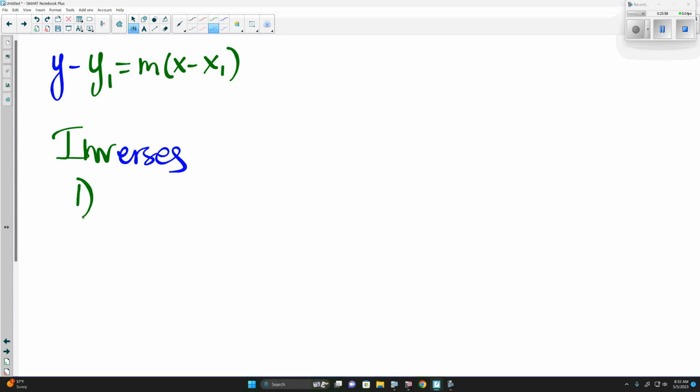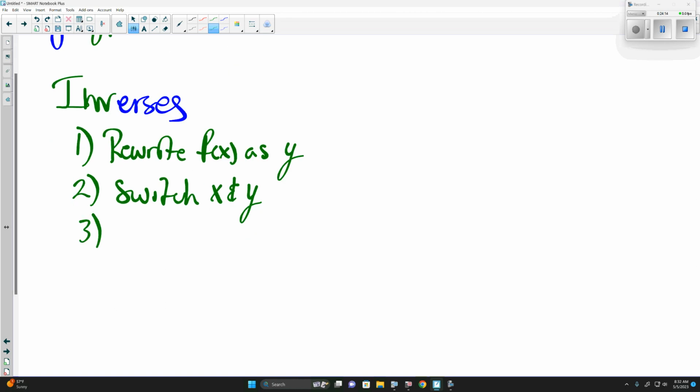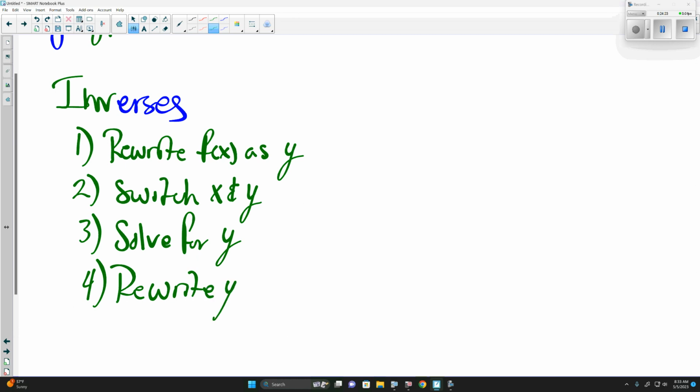Inverses. Rewrite f of x as y. Switch x and y. Solve for y. Rewrite y as f inverse of x. These are the four main steps to inverses.